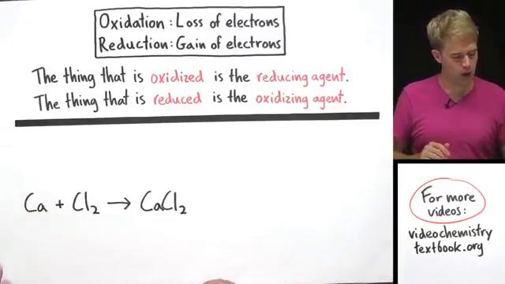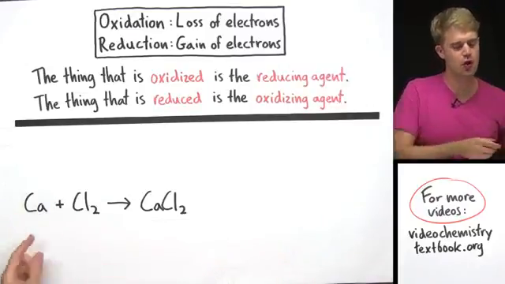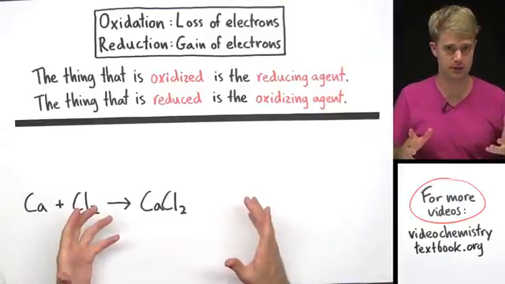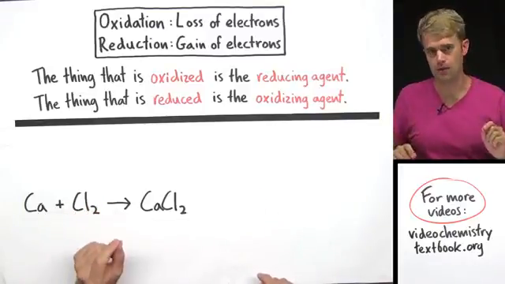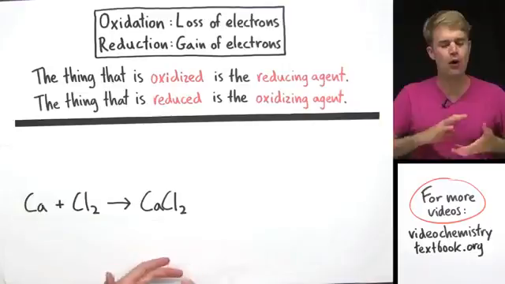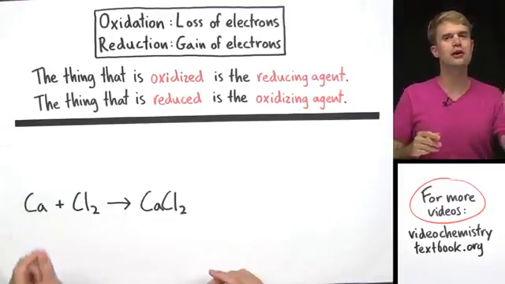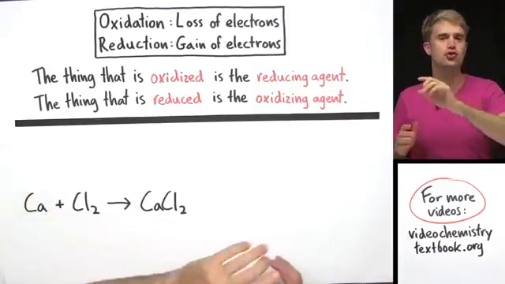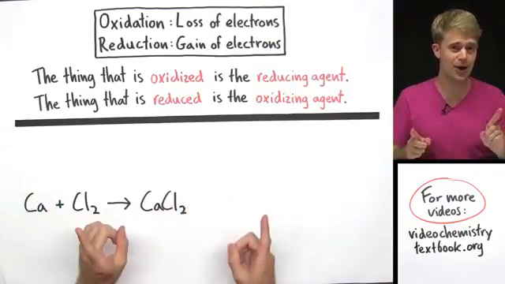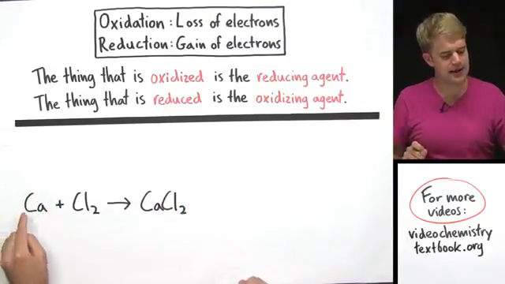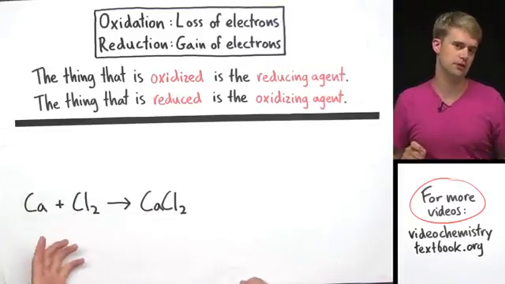We want to figure out which of these elements is an oxidizing agent and which of them is a reducing agent. In order to figure that out, we've got to know how oxidation and reduction are happening in this equation. We have to look at how electrons are being transferred. And to do that, we've got to look at the oxidation numbers of each one of these elements.